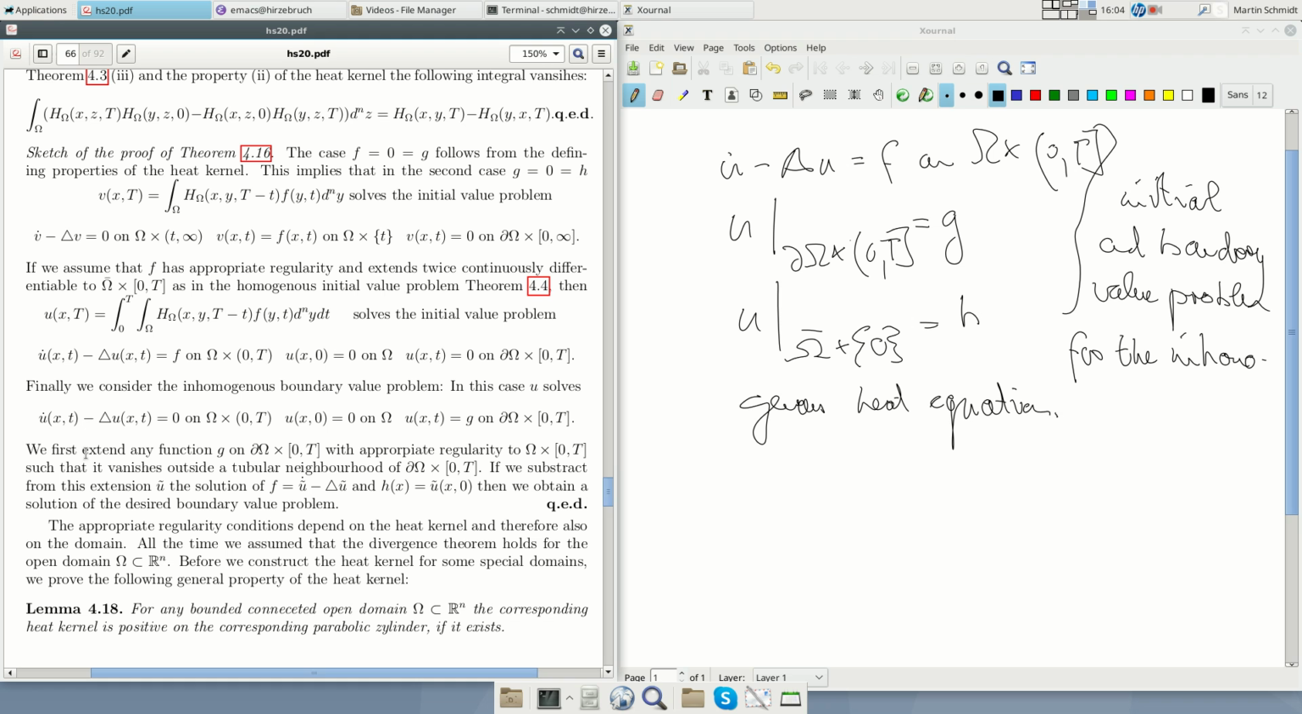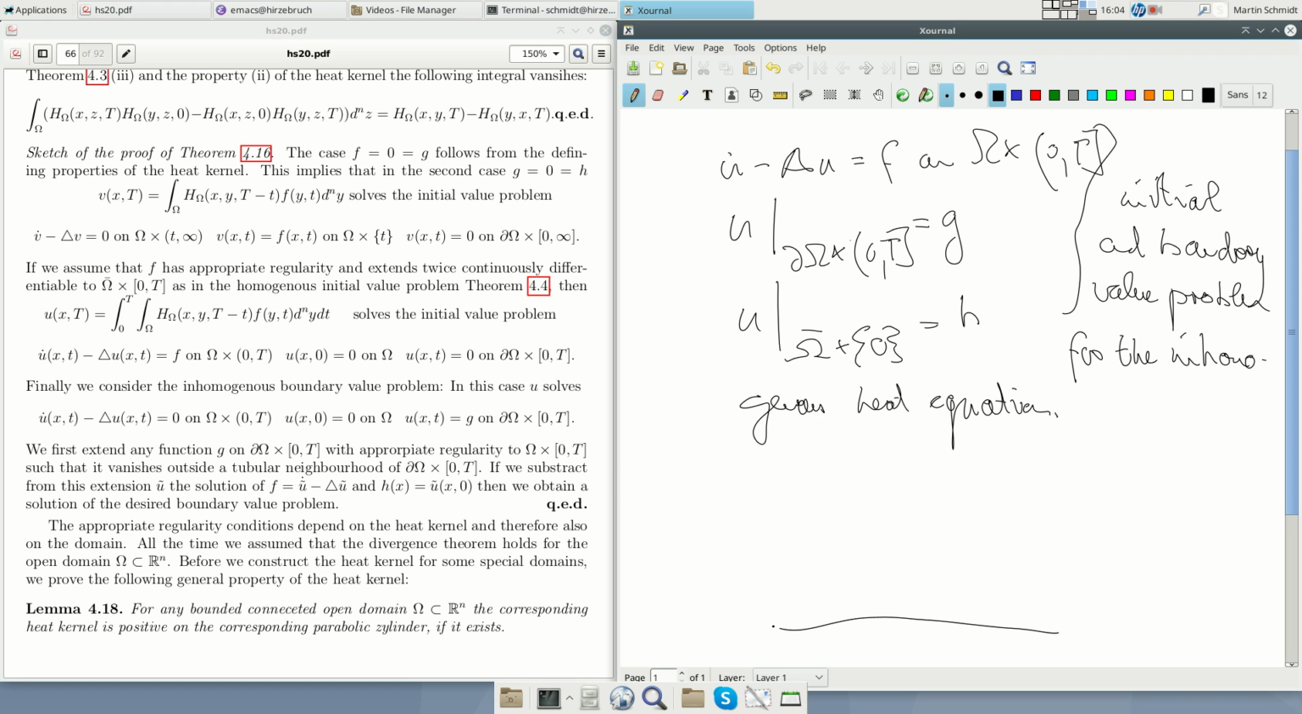In the last case, only g is nonzero, f is 0 and h is 0. Now we extend this function with appropriate regularity to this function. Yeah, and we do this such that it vanishes outside the tubular neighborhood.